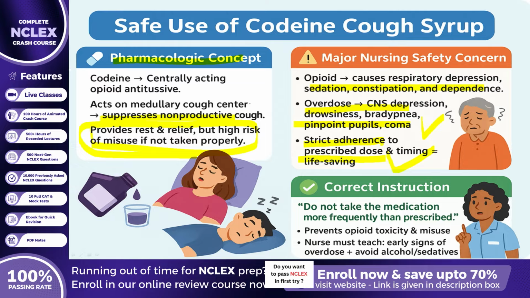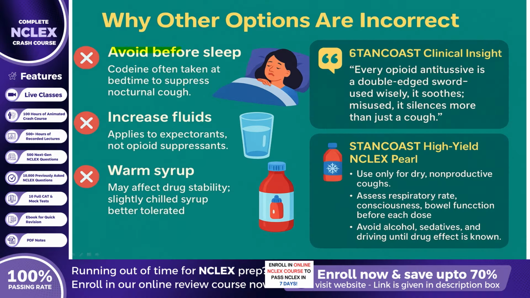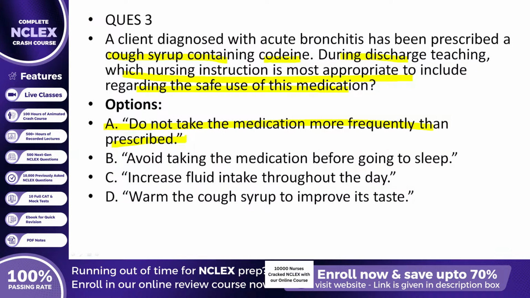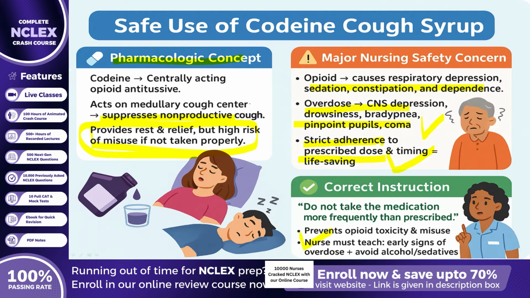Option A is correct because instructing the client not to take the medication more frequently than prescribed prevents opioid toxicity and misuse. Codeine's cumulative sedative and respiratory depressant effects can be dangerous, so nurses must reinforce dose discipline, explain early signs of overdose, and advise avoiding alcohol or other sedatives.